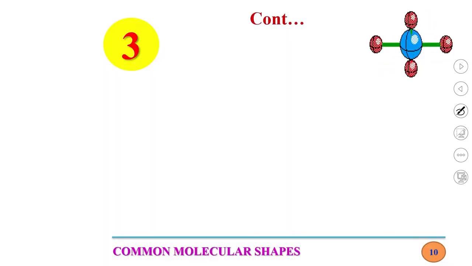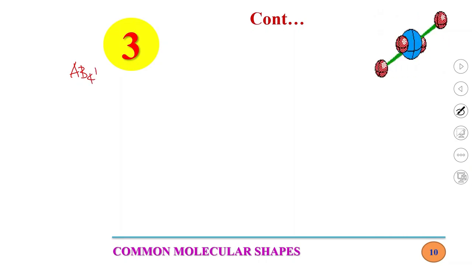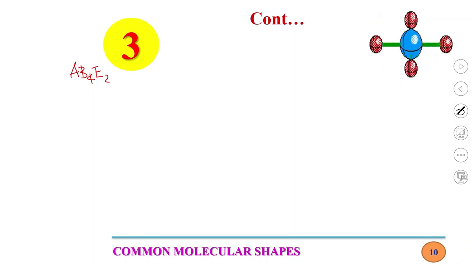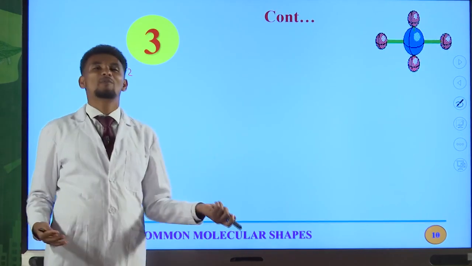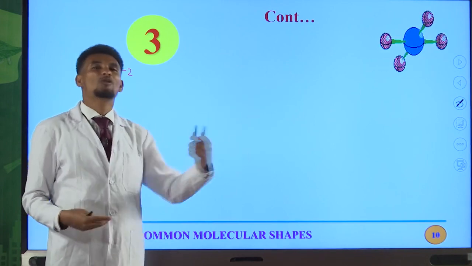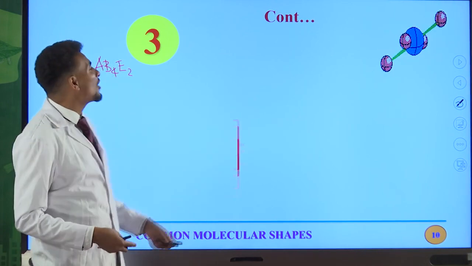Okay, the third one. From AB6, if we have 4 bonding pairs, AB4, and we have 2 lone pairs of electrons, AB4E2 type, what is the molecular geometry? Or what is the molecular shape of molecules that have this type, AB4E2? Or what is its electronic geometry? What is its electron pair arrangement? So I will tell you about this one.